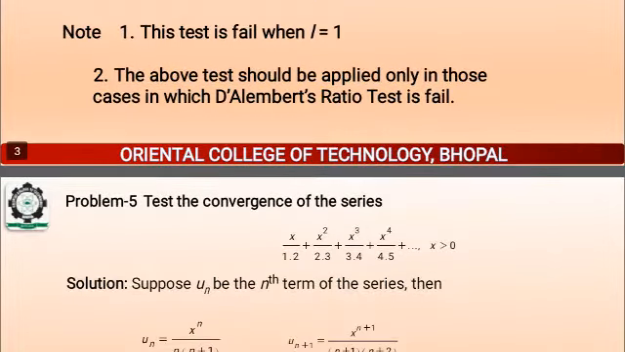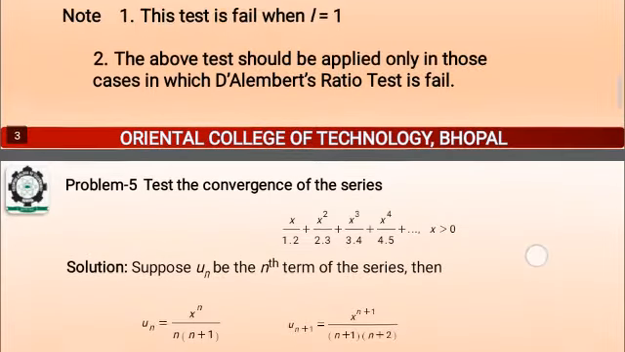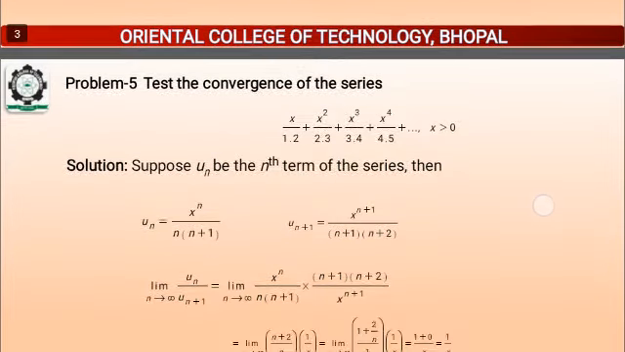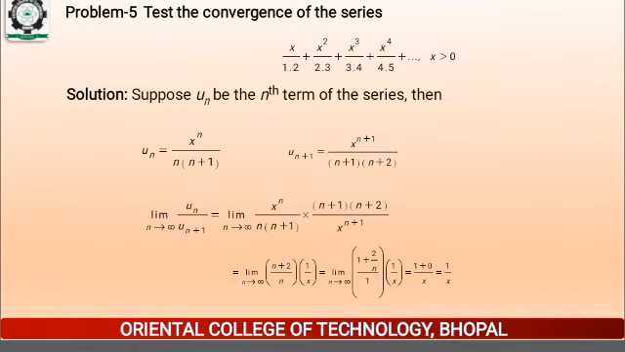Come to problems. Problem number 5. Test the convergence of the series x upon 1 into 2 plus x square upon 2 into 3 plus x cube upon 3 into 4 plus x to the power 4 upon 4 into 5 plus and so on, where x is greater than 0. Solution. Suppose un is the nth term of the series, then un is x to the power n upon n into n plus 1. In place of n we put n plus 1 in un, and we have un plus 1 equal to x to the power n plus 1 upon n plus 1 into n plus 2. Apply D'Alembert's test.